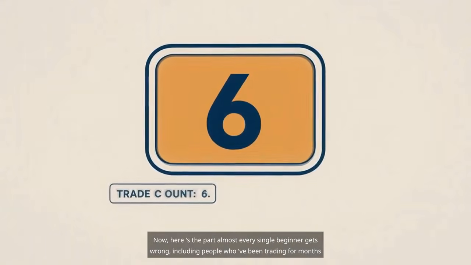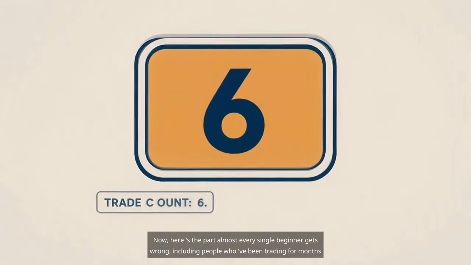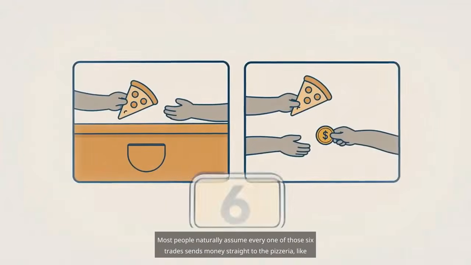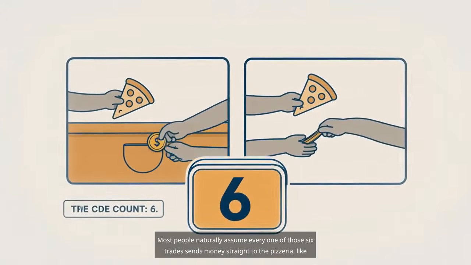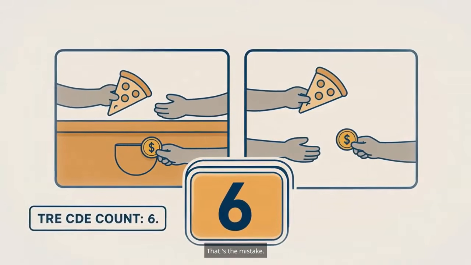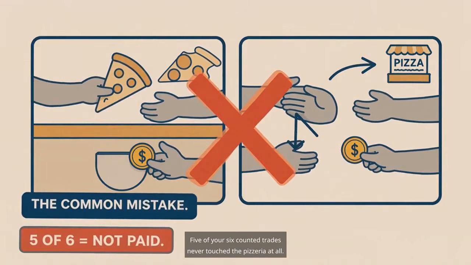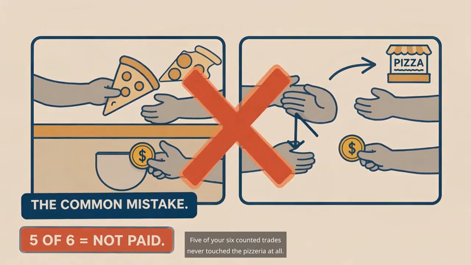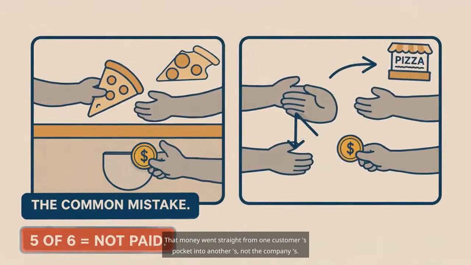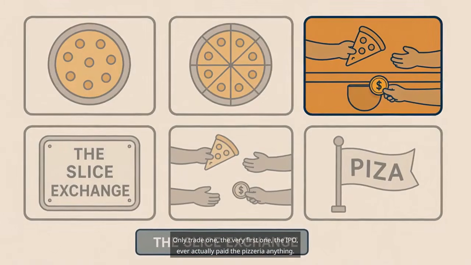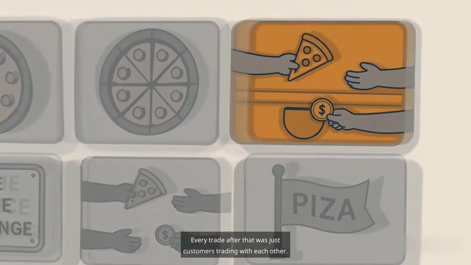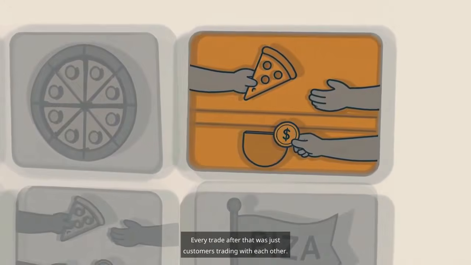Now here's the part almost every single beginner gets wrong, including people who've been trading for months without realizing it. Most people naturally assume every one of those 6 trades sends money straight to the pizzeria, like buying a fresh pizza each time. That's the mistake. 5 of your 6 counted trades never touched the pizzeria at all. That money went straight from one customer's pocket into another's, not the company's. Only trade one, the very first one, the IPO, ever actually paid the pizzeria anything. Every trade after that was just customers trading with each other.